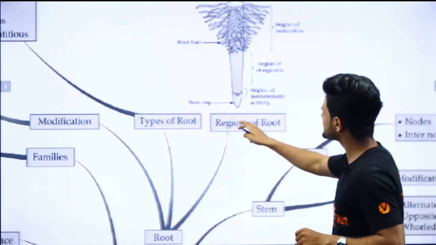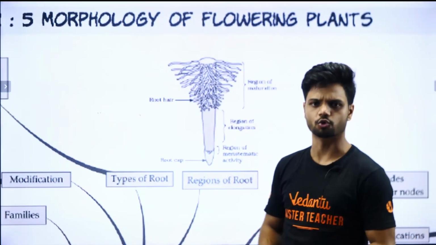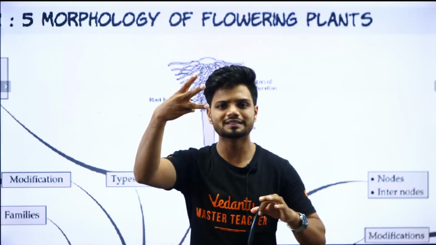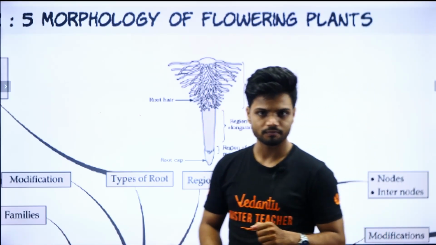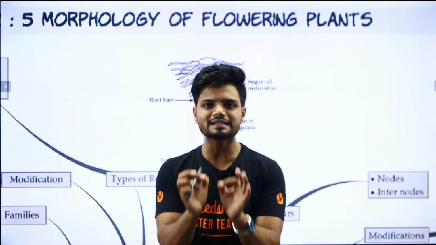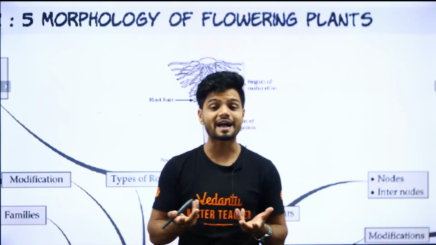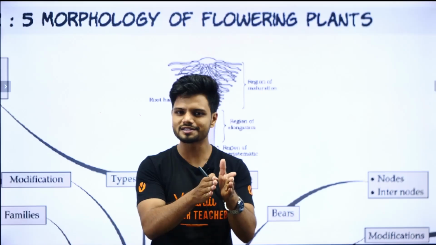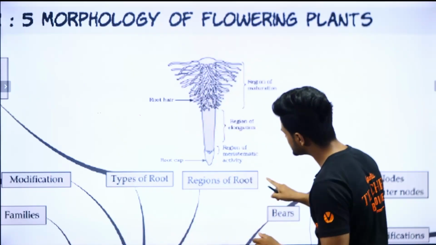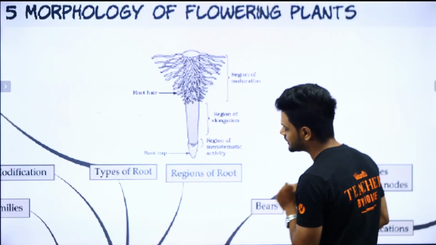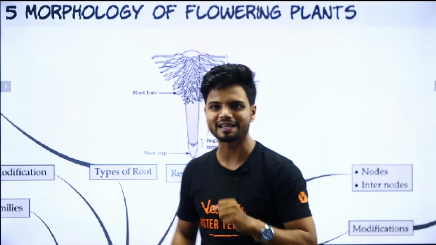Students, next thing you need to understand is the regions of the root. If you notice the diagram which is given in your NCERT also, the entire root can be divided into three regions. The first region is called the region of meristematic activity. In this region, the cells are continuously dividing, and the cells here have thin walls along with dense protoplast. And students, you need to notice one more thing here: the entire region of meristematic activity is covered by a cap-like structure called the root cap, a thimble-like structure.